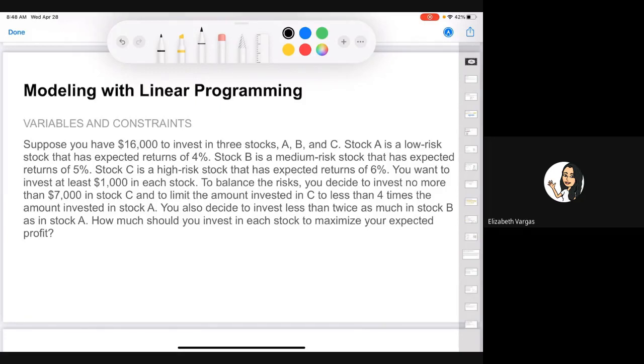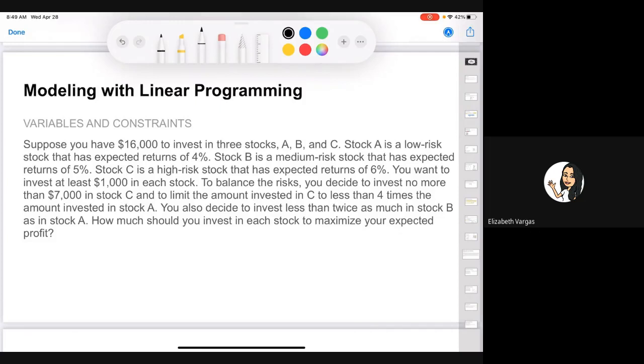So now we're just going to look at one more very quickly. This says, suppose you have $16,000 to invest in 3 stocks, A, B, and C. Stock A is the lowest risk stock that has expected returns of 4%. Stock B is a medium risk stock that has an expected return of 5%. Stock C is a high risk stock that has an expected return of 6%. You want to invest at least $1,000 in each stock.